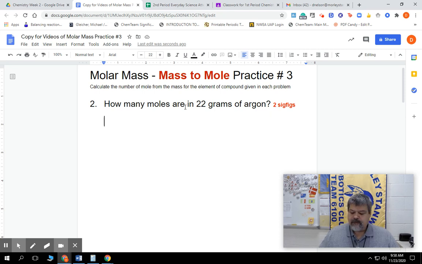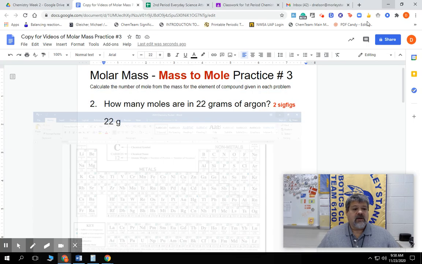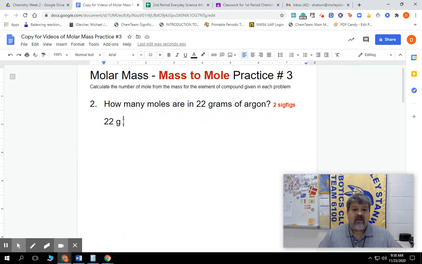We have 22 grams of argon. Now, we do need to put argon down. We can even put the whole word, or we can go to our packet, look at our periodic table, find argon right there, and put the symbol for argon in there. So again, don't cheat yourself by not putting this in there. If you don't put that in there, you're going to get it wrong. That's all there is to it. Show all your work. You have to show all your work when you do this. There's nothing new for chemistry or for most of your math or science classes. So we're going to put our argon there.